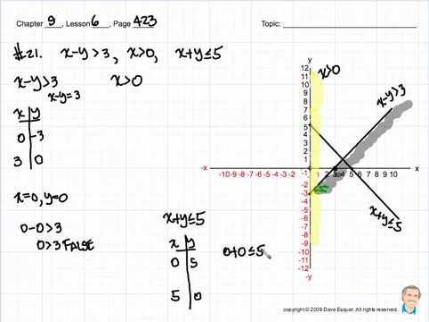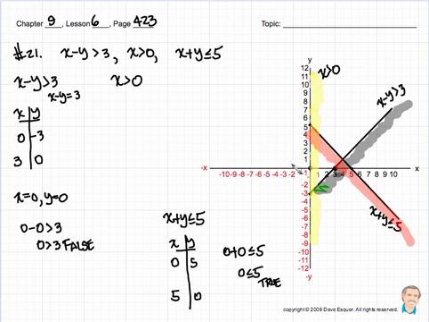Let's test this one for 0, 0. So we got 0 plus 0, is that less than or equal to 5? Is 0 less than or equal to 5? That one turns out to be true. So for this equation here, we have to shade 0, 0. Everything on this side of the graph is going to work for us on that one. So for this one, we have everything on this side has to be shaded.